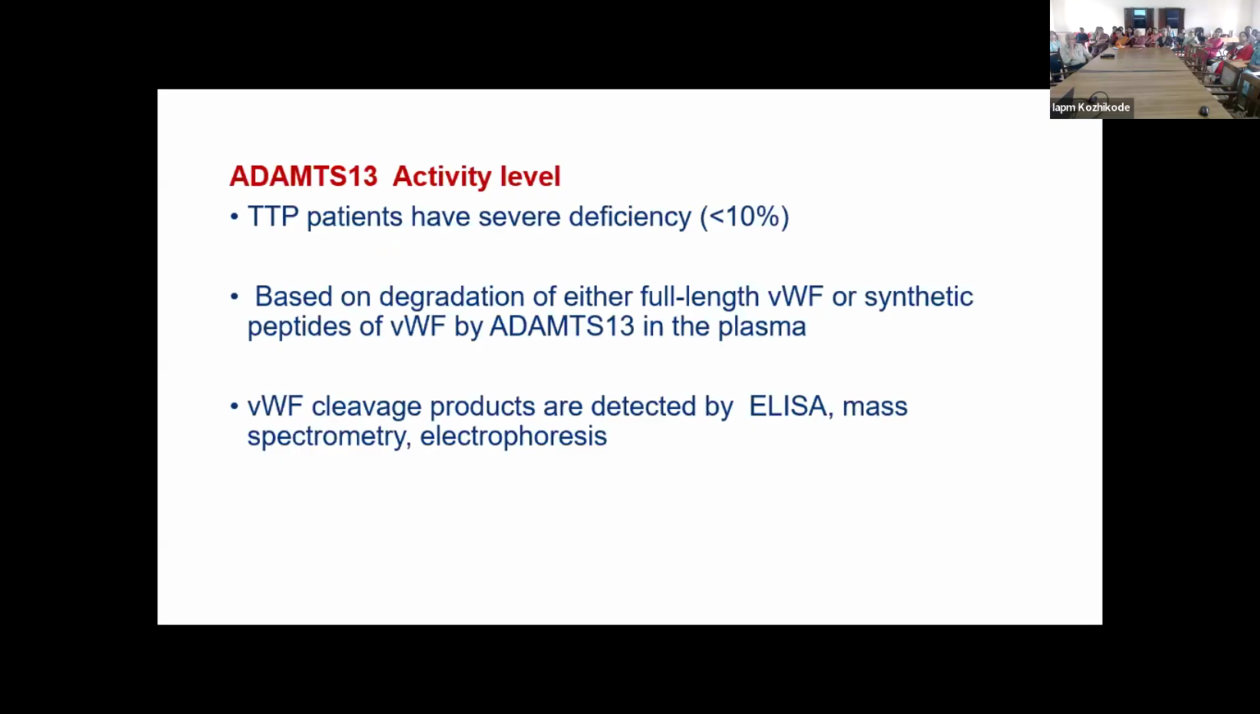Another test we can do is the ADAMTS13 activity level. TTP patients have severe deficiency. This test is based on the degradation of either full-length von Willebrand factor or synthetic peptides of von Willebrand factor by ADAMTS13 in the plasma. These cleavage products are detected by ELISA, mass spectrometry or electrophoresis.